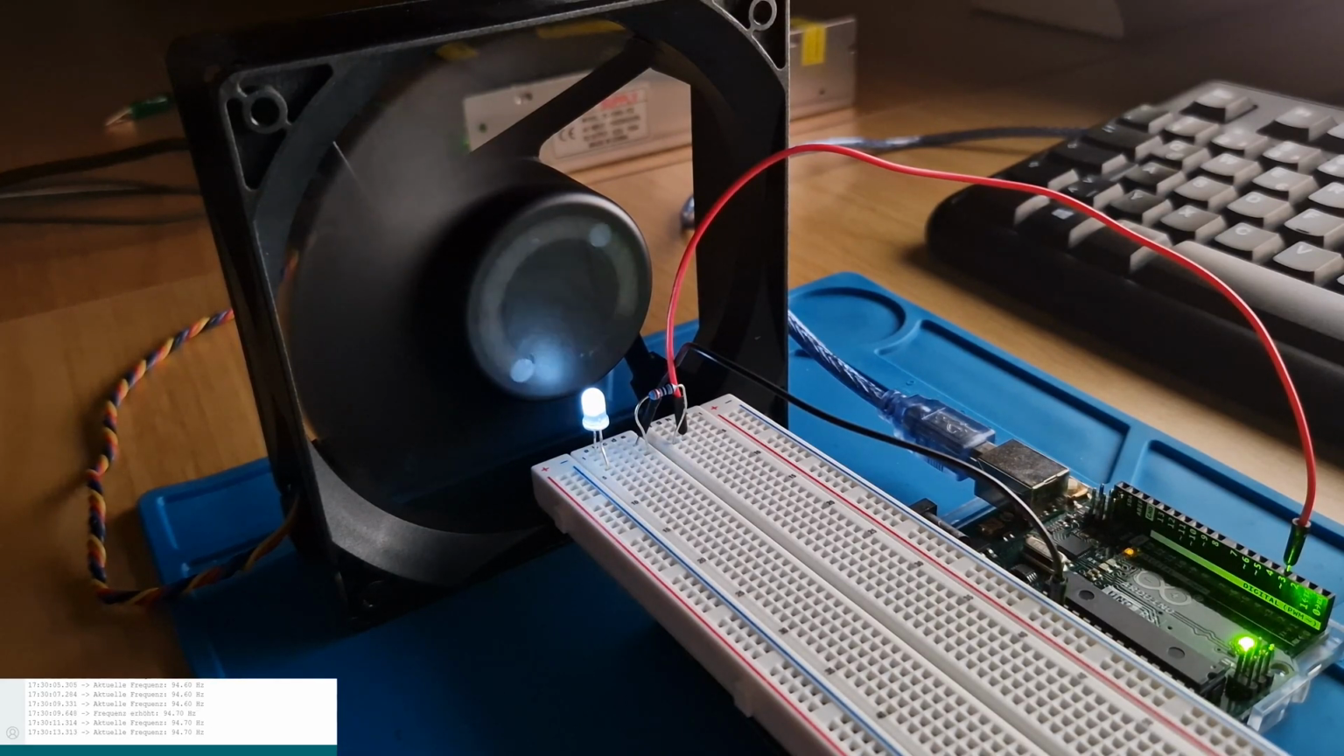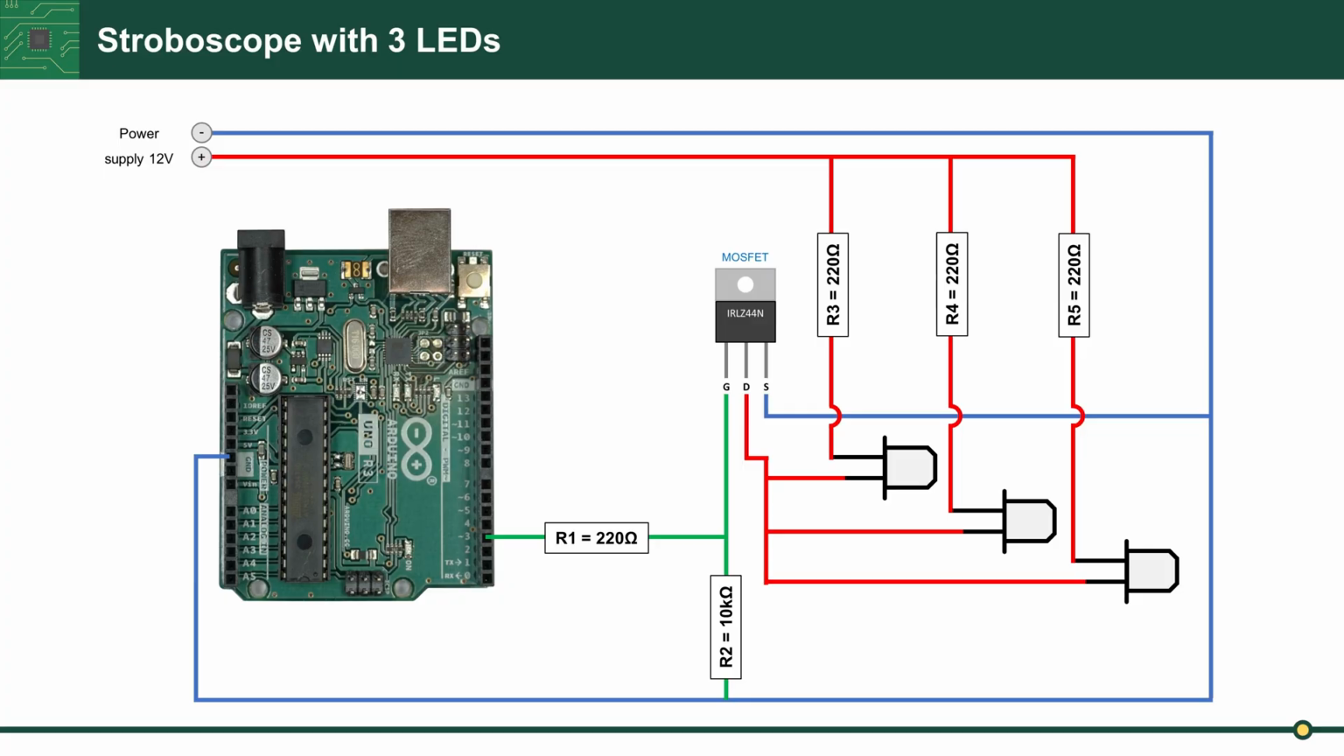In the next step, I want to add more LEDs. I am converting it to 3 LEDs. The problem is that the Arduino can only supply 5 volts, so I need an external power supply. For control, I will use a MOSFET transistor. The circuit looks like this.